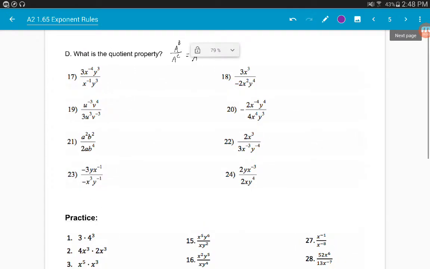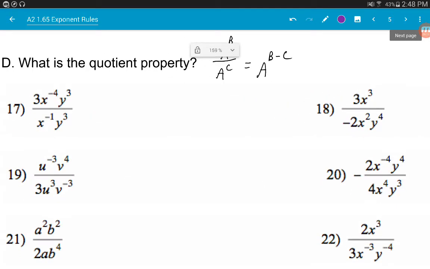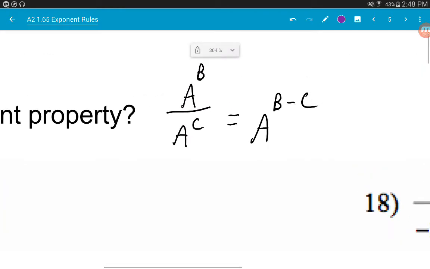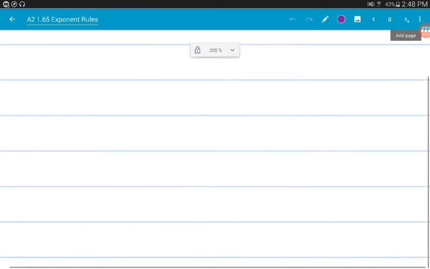And lastly for this, I know it seems like a lot, but it's because technically this is a review from Algebra 1. The quotient property. Well, there are two ways to think of this. If you have something on top and you have something on bottom, you can subtract top exponent minus bottom exponent. So division turns into subtraction. Now I want to give you some easy examples of this before I go moving on.